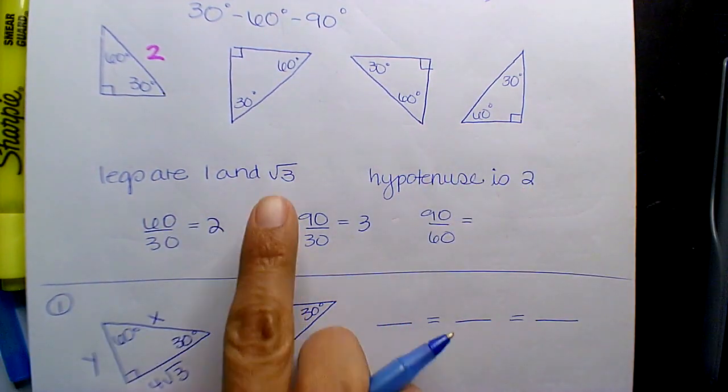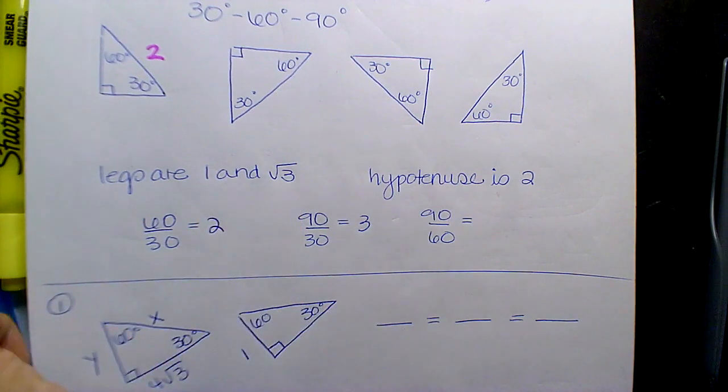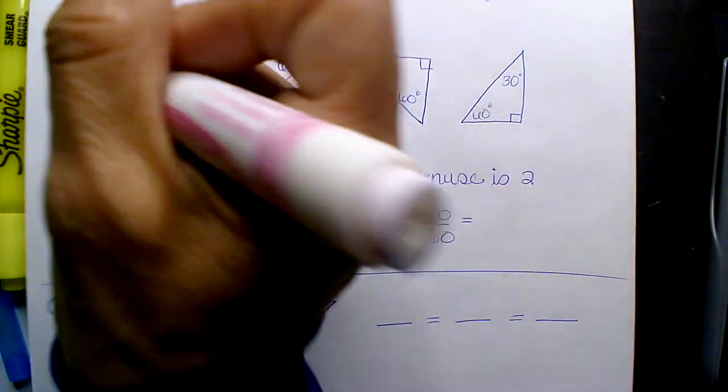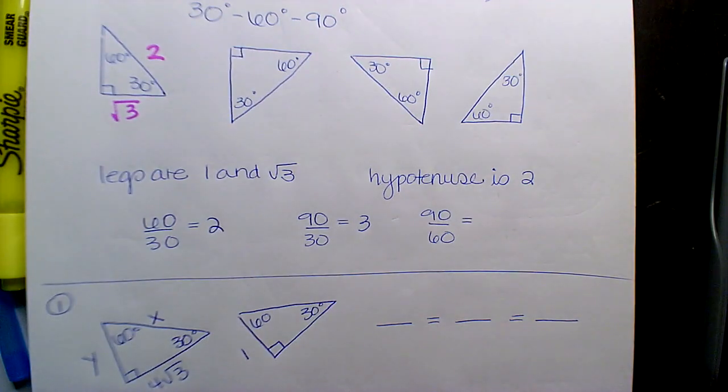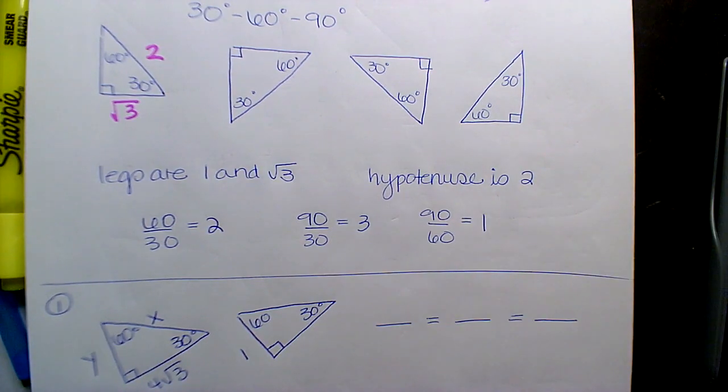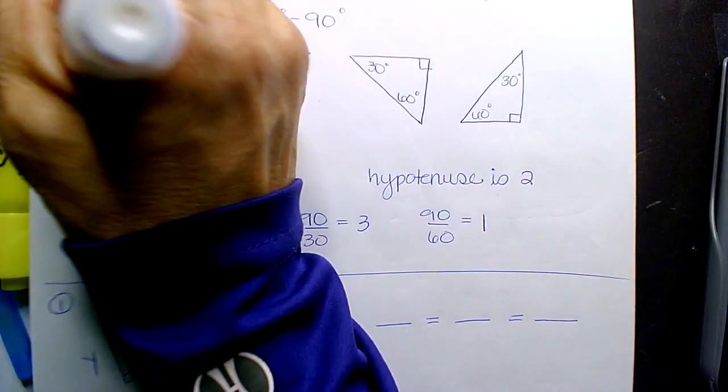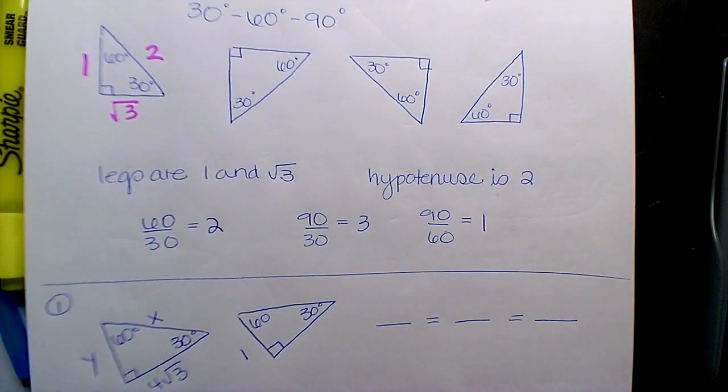Okay, but it's rad 3. So 30 goes into 90 3 times, but it gets the radical. Okay, and then how many times does 60 go into 90? Once. And so the 60-90 side is always 1. Okay, so if you can divide, you can label right.